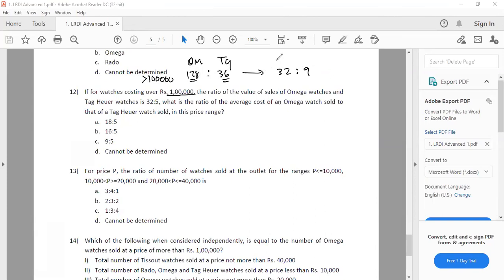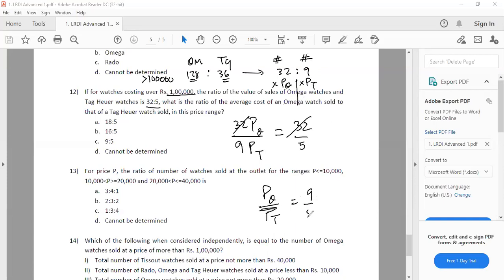This is the number of watches. Number of Omega watches, number of Tag Heuer watches, multiplied with the price of Omega and the price of Tag Heuer, right? You will multiply that. So 32 times price of Omega divided by 9 times price of Tag Heuer. That ratio is 32 by 5. 32 cancels. So price of Omega to price of Tag Heuer is 9 by 5. That's your answer.